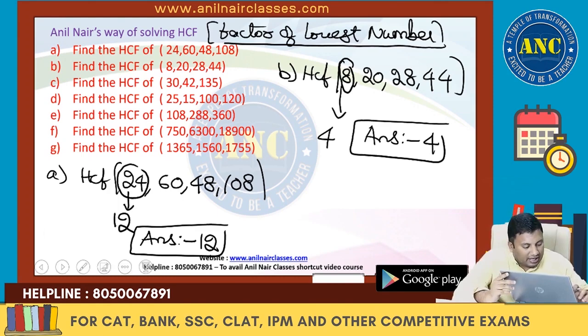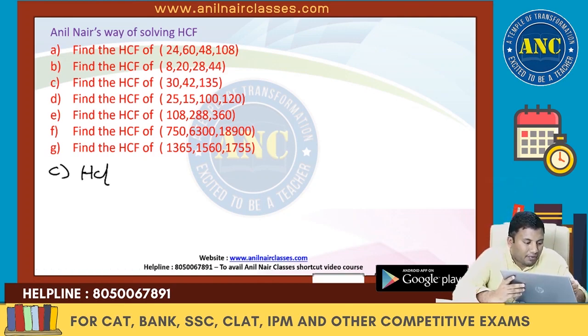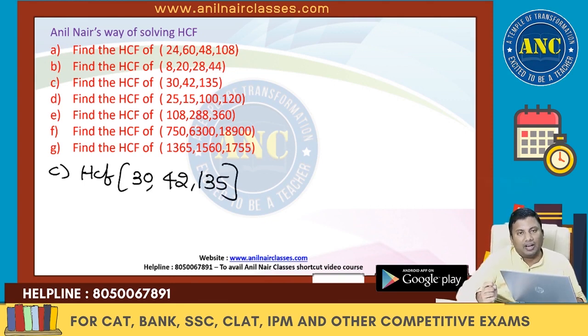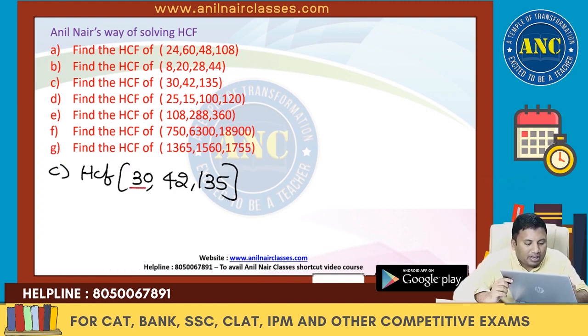Third one. Find the HCF of 30, 42 and 135. Take the lowest number, 30. Is 30 a factor of 42? No. Is 30 a factor of 135? No. Take the factors of 30.